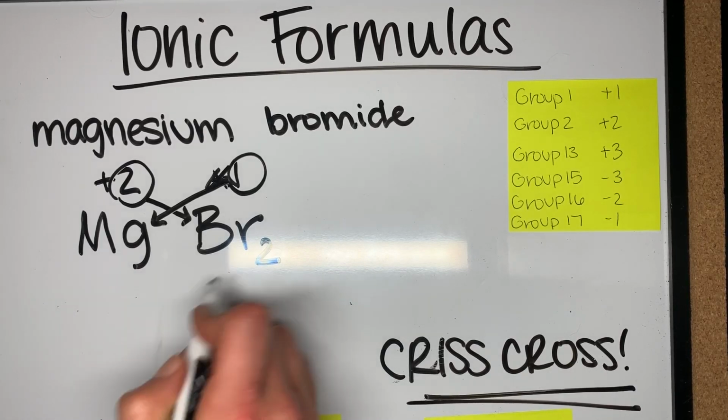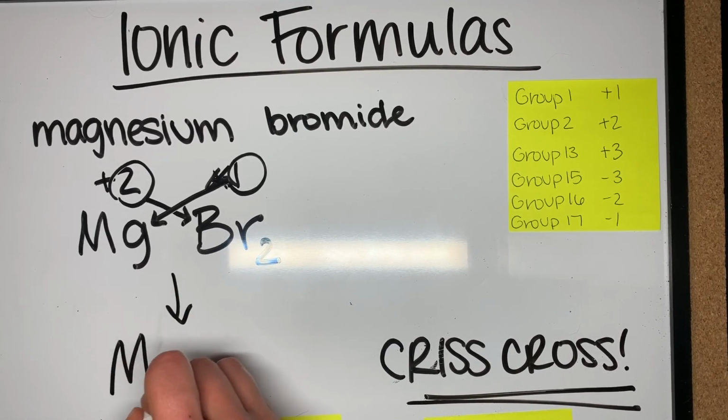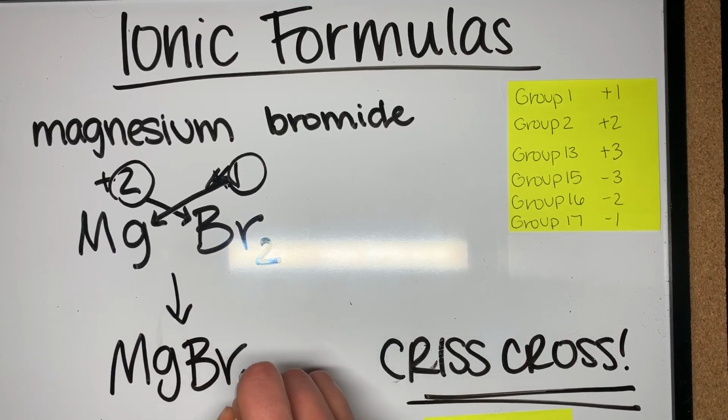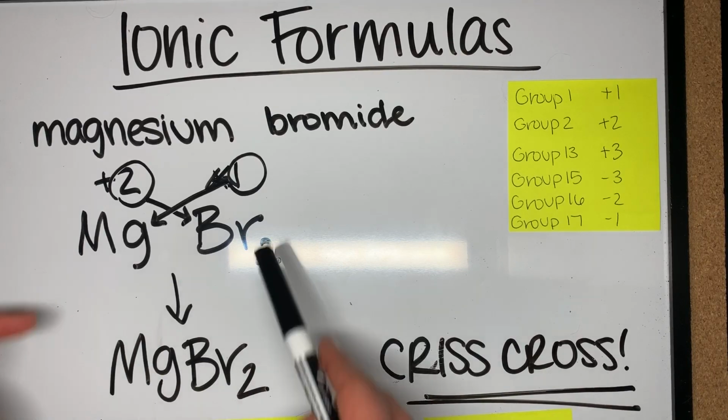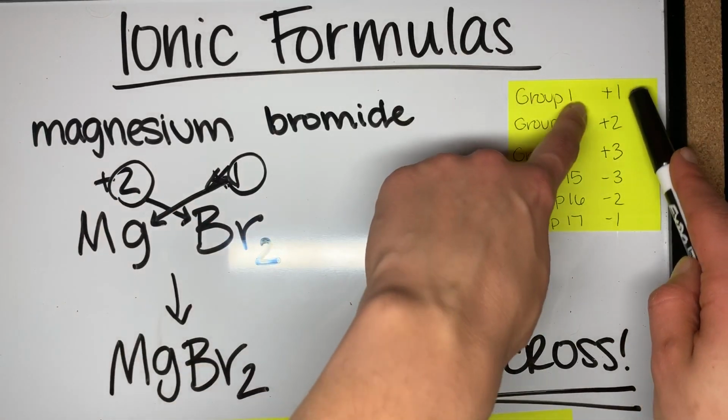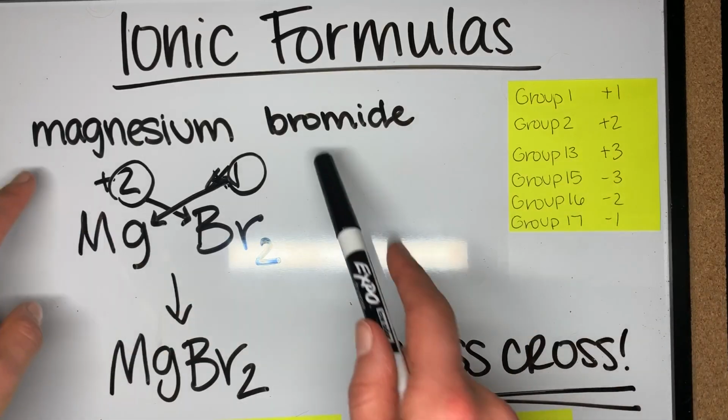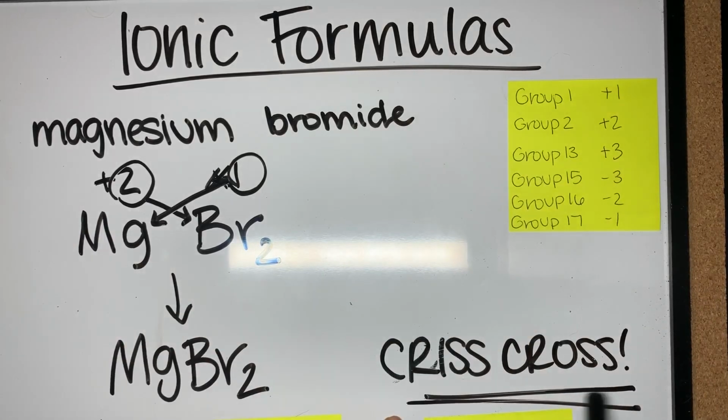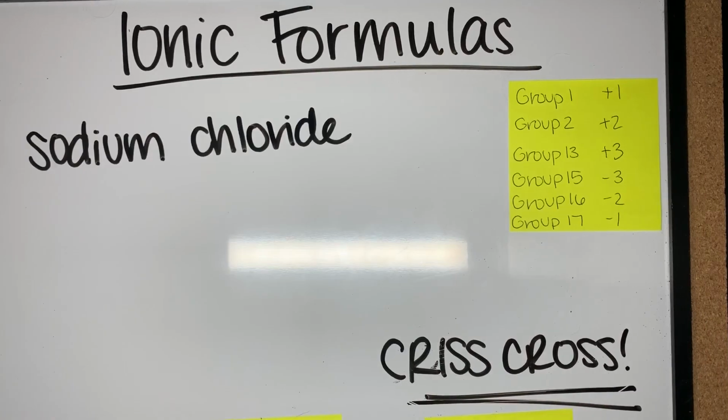If I were to clean this up here, the correct formula for magnesium bromide is MgBr2. Again, finding the different oxidation numbers or charges of each of these elements and then crisscrossing them to figure out the subscripts on each. That's how you write an ionic formula.